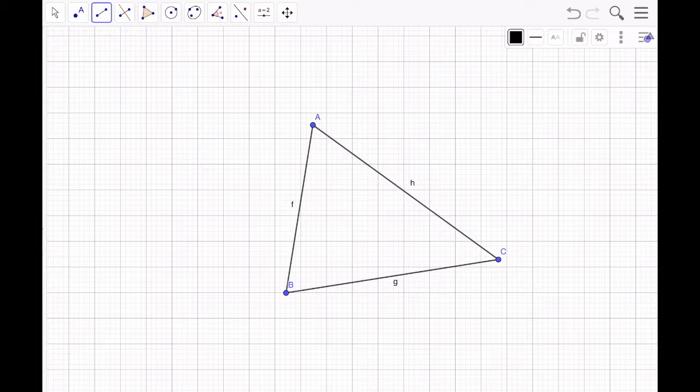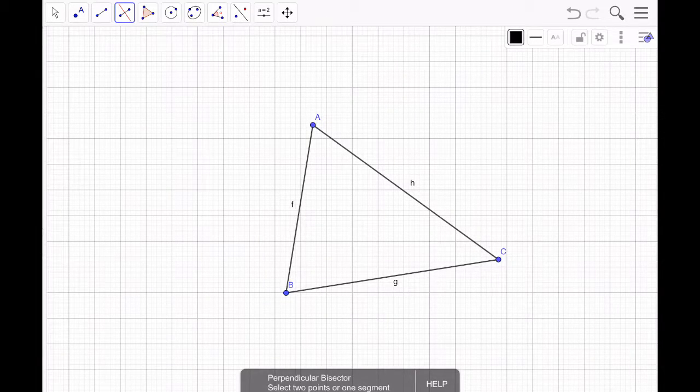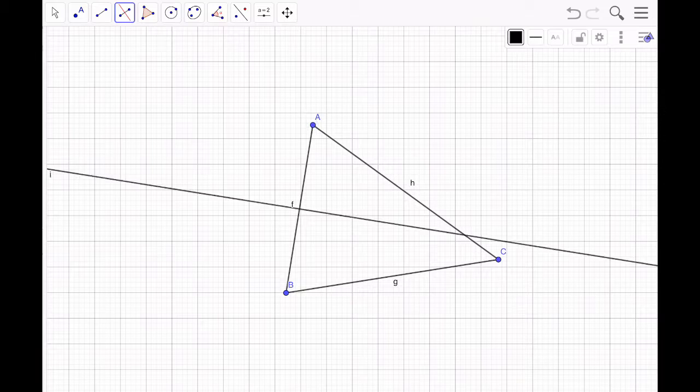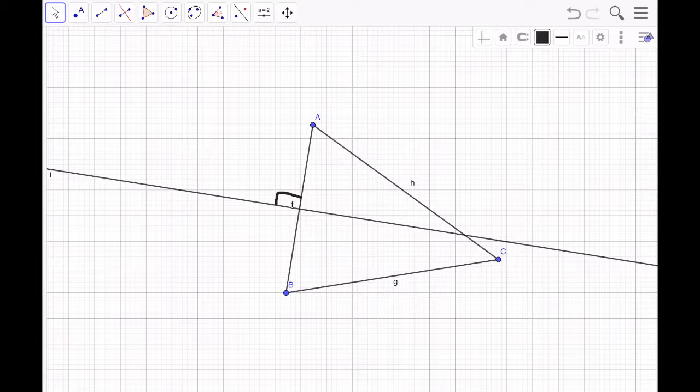Okay, now let me just quickly go ahead and take side AB and draw a perpendicular bisector to side AB. Okay, so here is a perpendicular bisector. And what do I mean by perpendicular bisector? A perpendicular bisector is a line which makes 90 degrees to the line it is bisecting, and it splits the line into two equal halves. So that's a perpendicular bisector to the side AB.